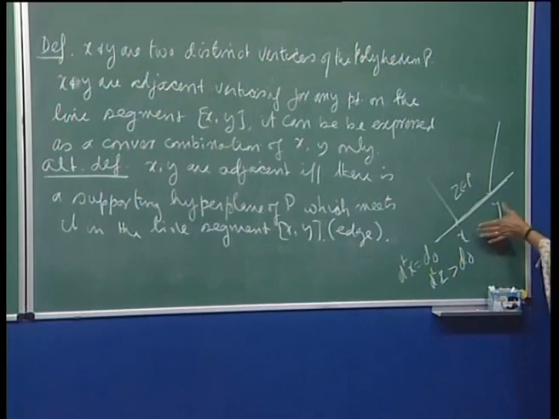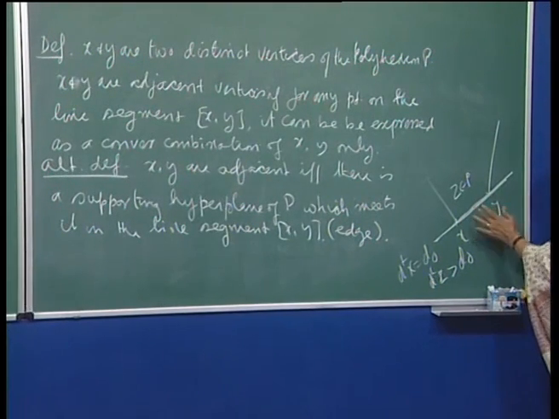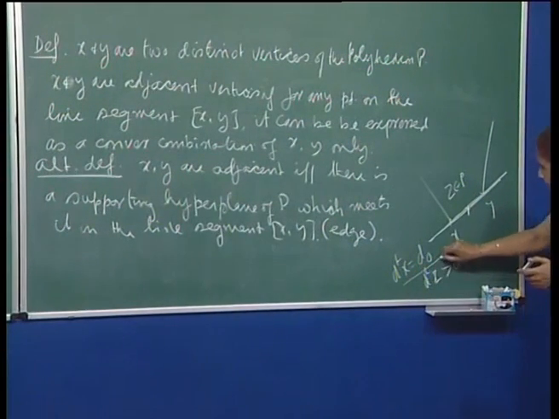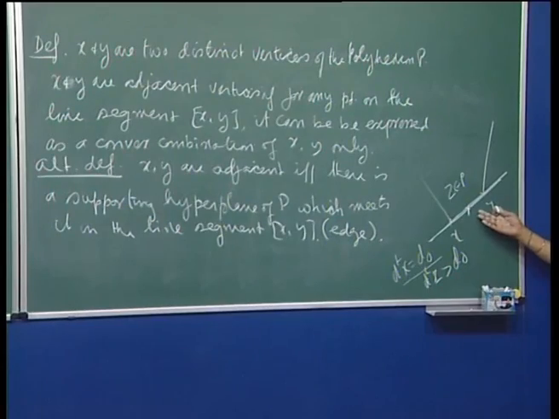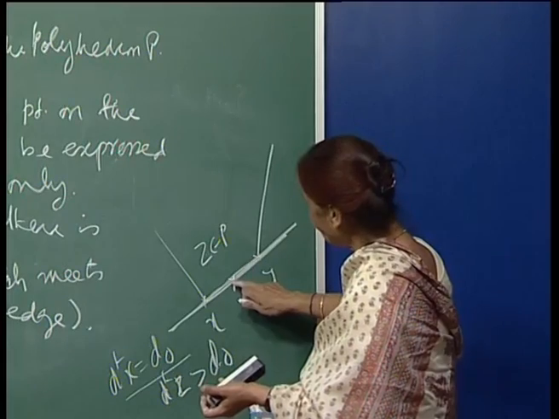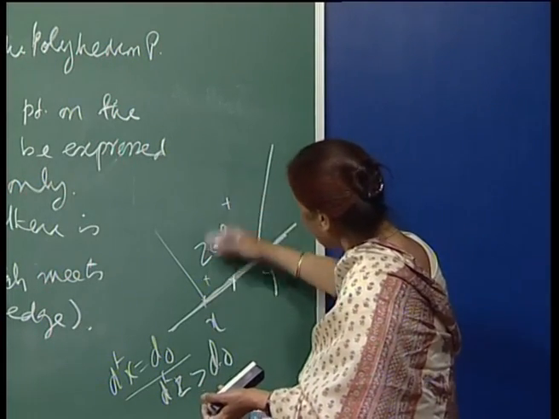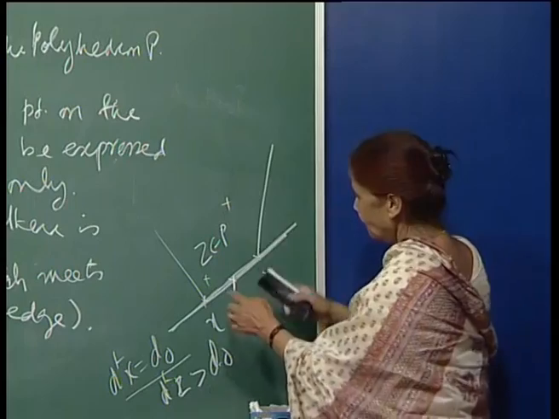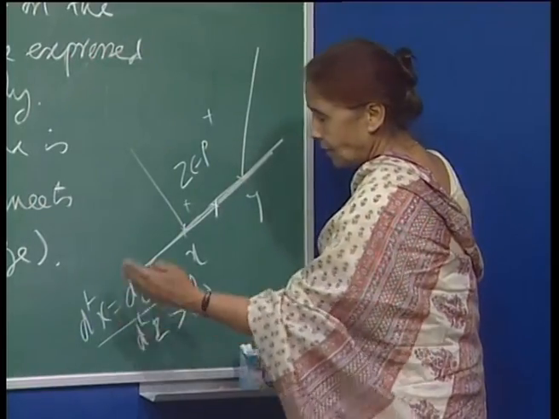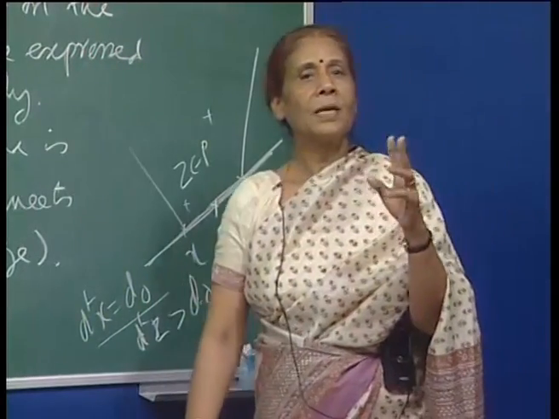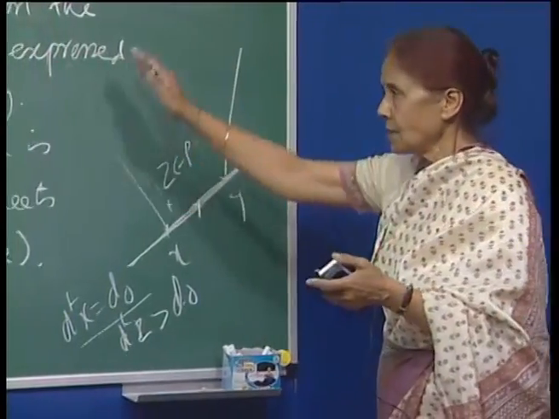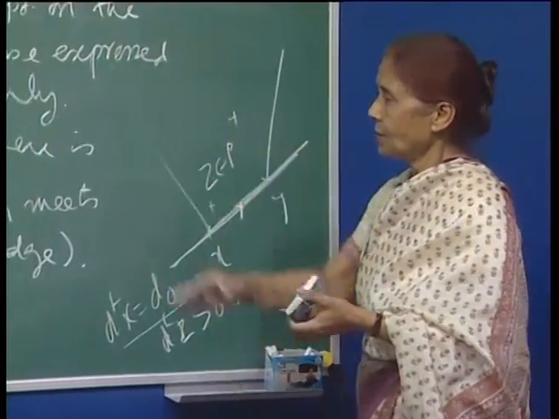So any point lying here, because it's a convex combination of x and y, will also satisfy this as equality, because it's on the supporting hyperplane, right? But it cannot be expressed as a convex combination of any other 2 points of P, because for both these points this will be strict inequality greater than d naught. So how can a convex combination of two numbers which are both greater than d naught be equal to d naught? That's not possible. So the two definitions are actually the same. So I'll use both the definitions, right?